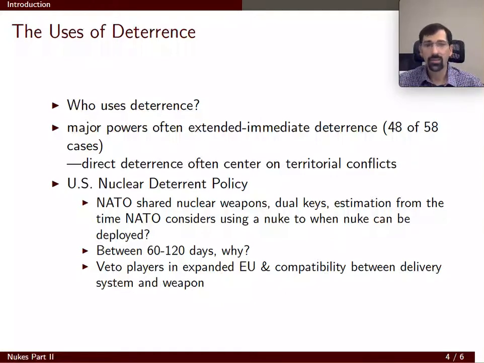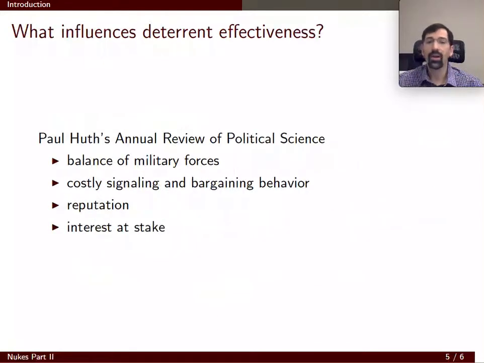We think about an expanded European Union. The EU and NATO are obviously not the same, but the decision-making process becomes more convoluted because there are more stakeholders. And then finally, you have to have a compatibility between the delivery system and the weapon provided. Huth's article in the Annual Review of Political Science argues that there are four influences to deterrent effectiveness: the balance of military forces, costly signaling and bargaining behavior, reputation, and the interest at stake.